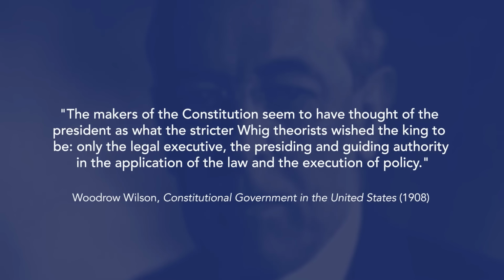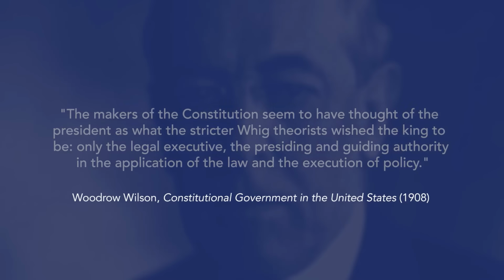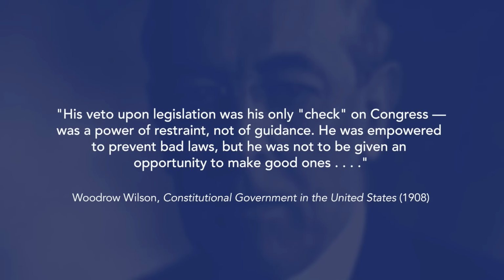"The makers of the Constitution," said Wilson, "seem to have thought of the president as what the stricter Whig theorists wished the king to be, only the legal executive, the presiding and guiding authority in the application of the law and the execution of policy. His veto upon legislation was his only check on Congress, was a power of restraint, not of guidance. He was empowered to prevent bad laws, but he was not to be given an opportunity to make good ones.